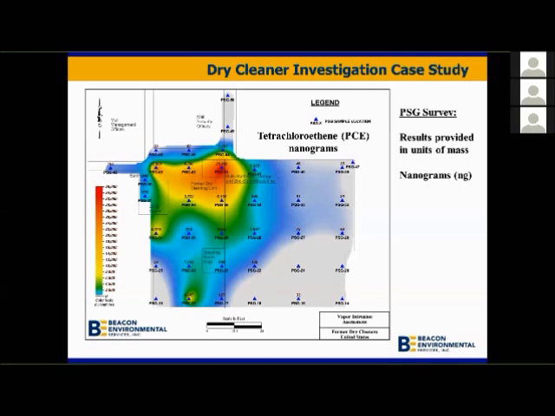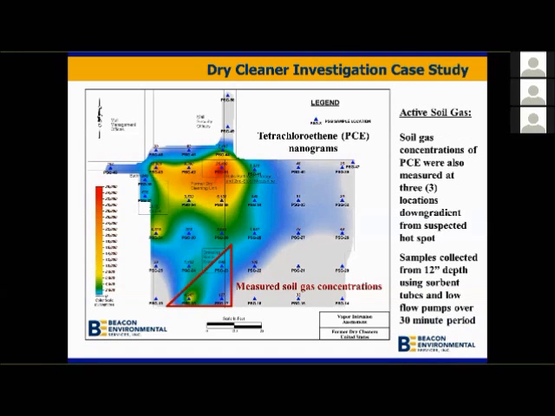dry cleaner space. Following collection of the passive soil gas samplers, 3 temporary vapor ports were installed at locations down gradient from the suspected hotspot to additionally measure soil gas concentrations at 12-inch depth. The 3 locations sampled are shown in the red triangle. These samples were collected using sorbent tubes and low-flow pumps, and then were analyzed following method TO17.